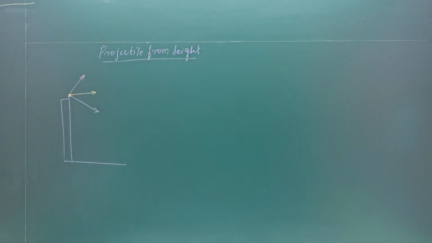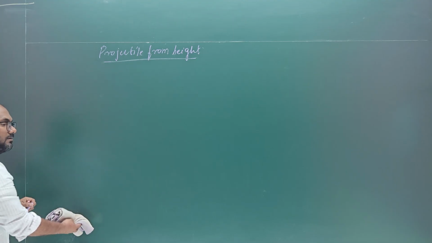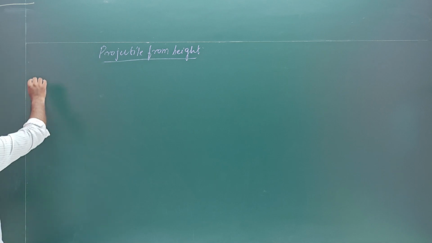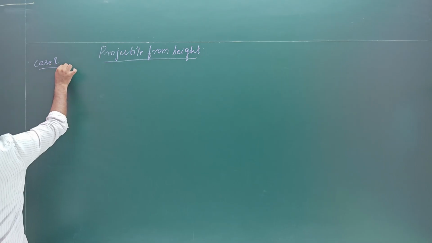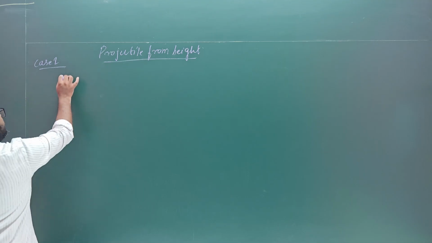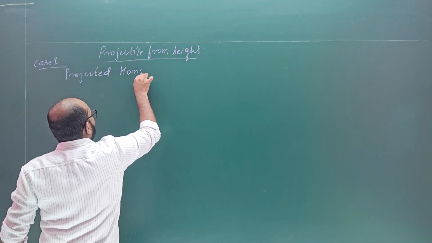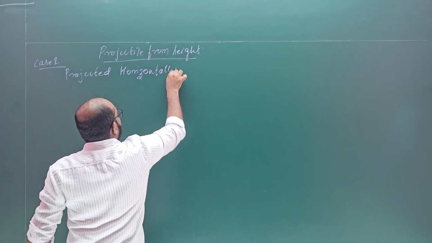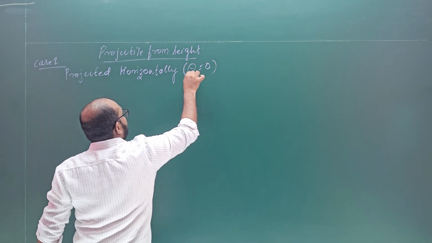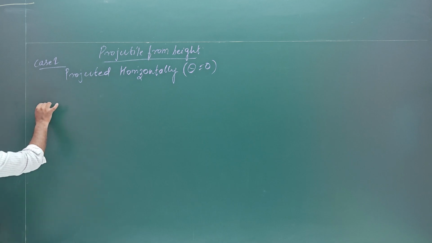So write down the heading, projectile from what? Height, and in that write the first one, that is case 1, projectile or object projected horizontally. That means, can I say theta is equal to 0 degree here? Now, no one will be writing unless I ask you to write. Got my point? Okay, just everyone focus on the board now.